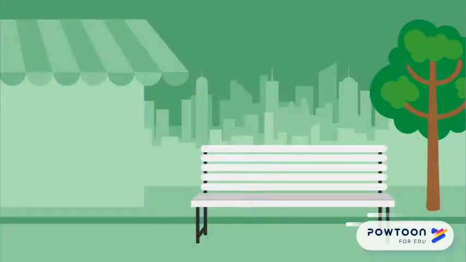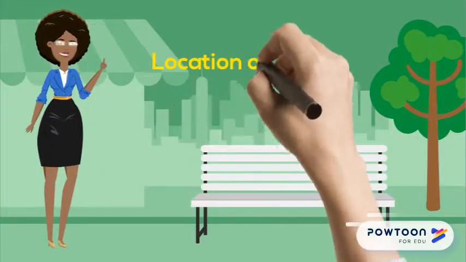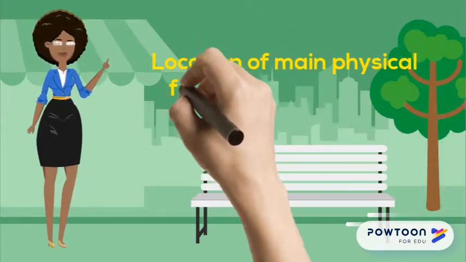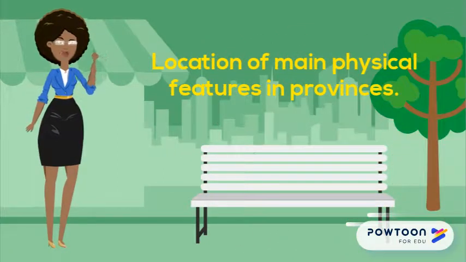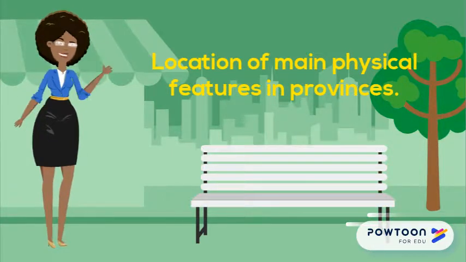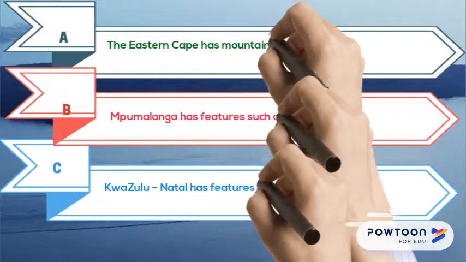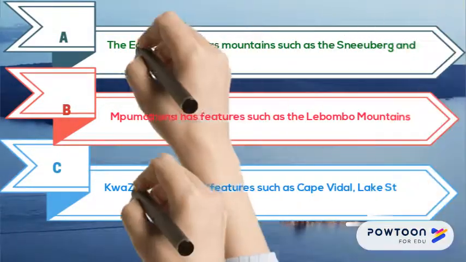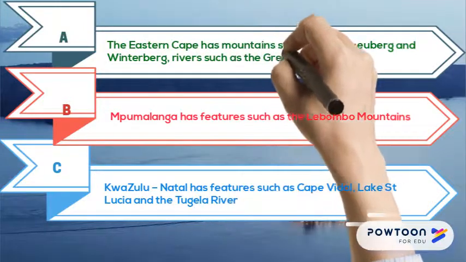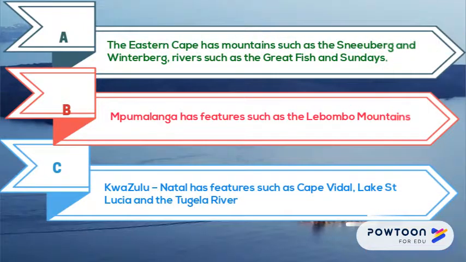Now looking at location of main physical features in provinces. Every province in South Africa has its own physical features and physical landmarks. For example, the Eastern Cape has mountains such as Sneeuberg and Witteberg, rivers such as the Great Fish and Sundays.